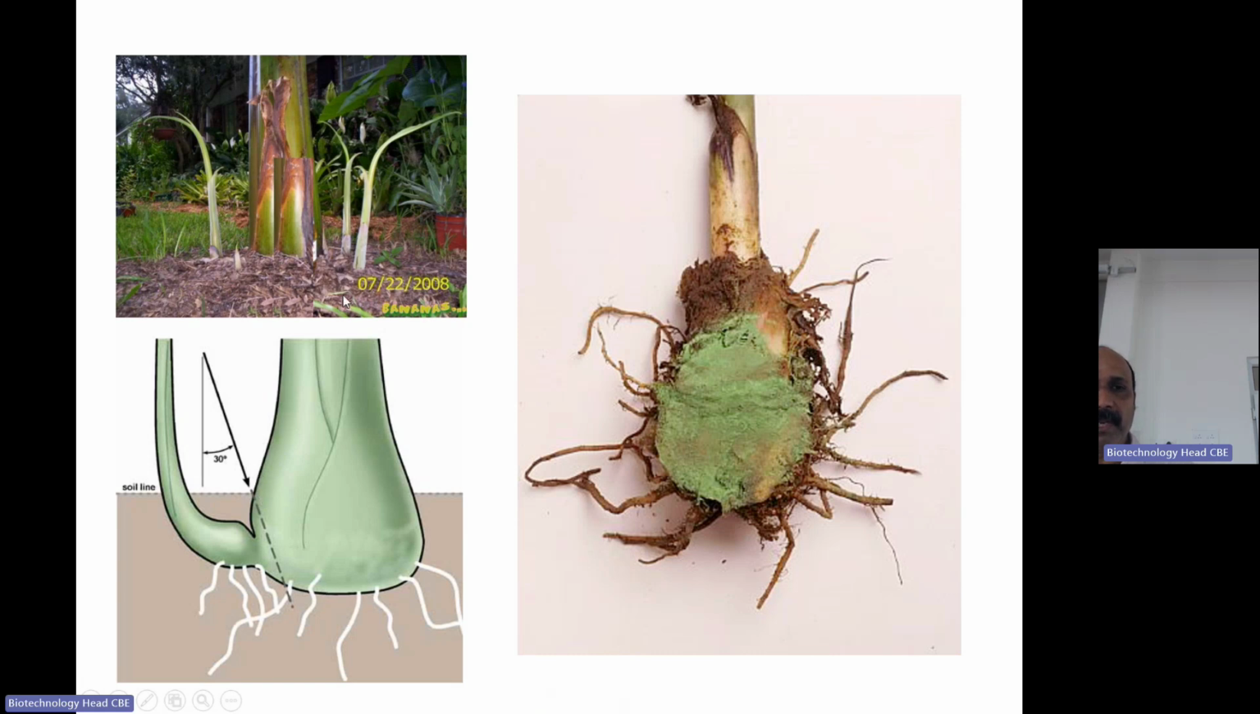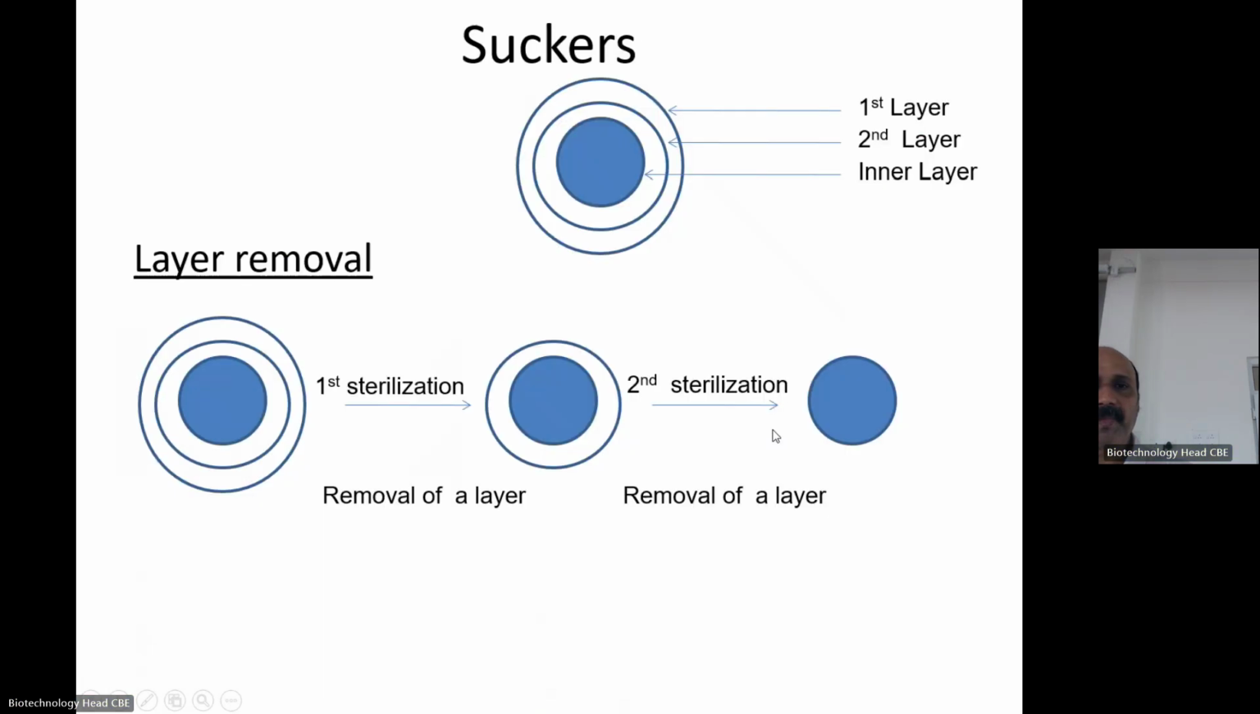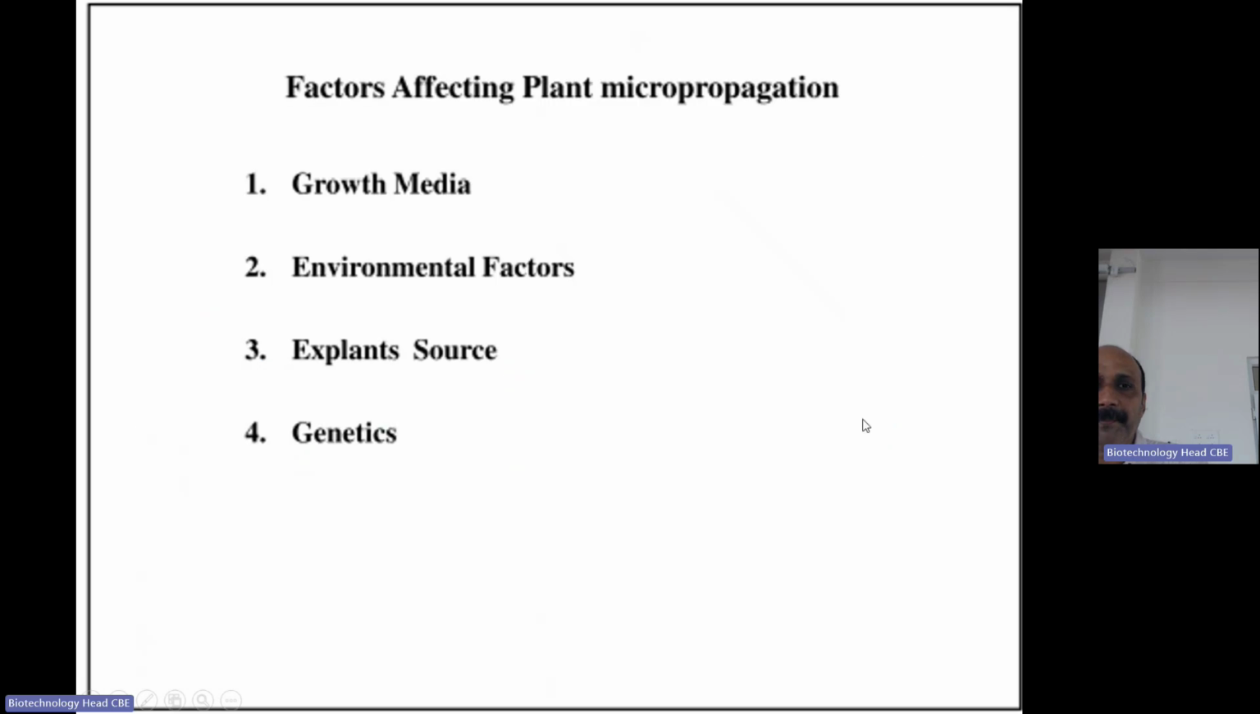So you give a vertical cut to the mother plant, and you get the sword suckers. The suckers, you remove each and every layer. This can be done outside. Remove those layers and then start the surface sterilization. For each removal of those sheaths, go in for sterilization, and finally you will reach a stage where you cannot remove any more of those sheaths. That can be used for planting into the medium.